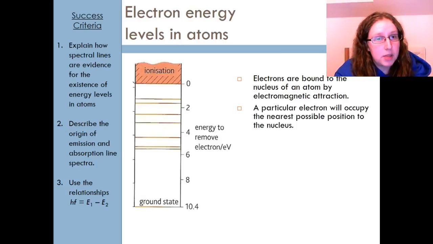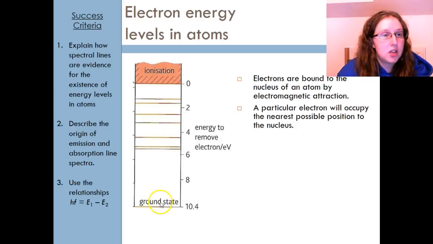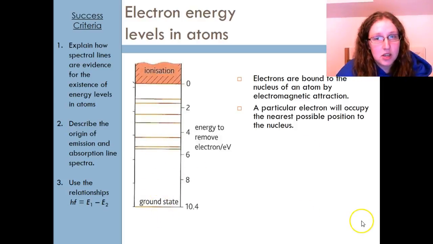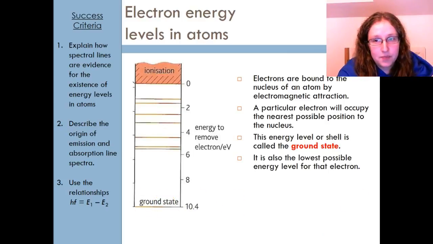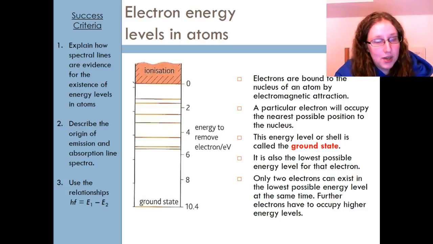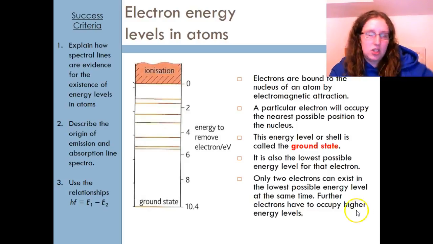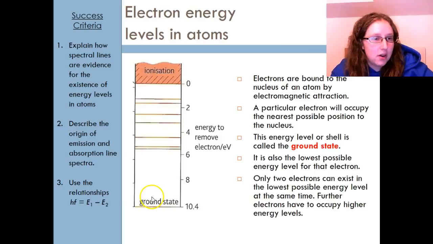Electrons prefer to occupy the nearest possible position to the nucleus, so they prefer to be on lower rungs, and the lowest rung that they can be on is called the ground state, and that's the lowest possible energy level for that electron. Only 2 electrons can exist in the lowest possible energy level at the same time. Further electrons have to occupy higher energy states.